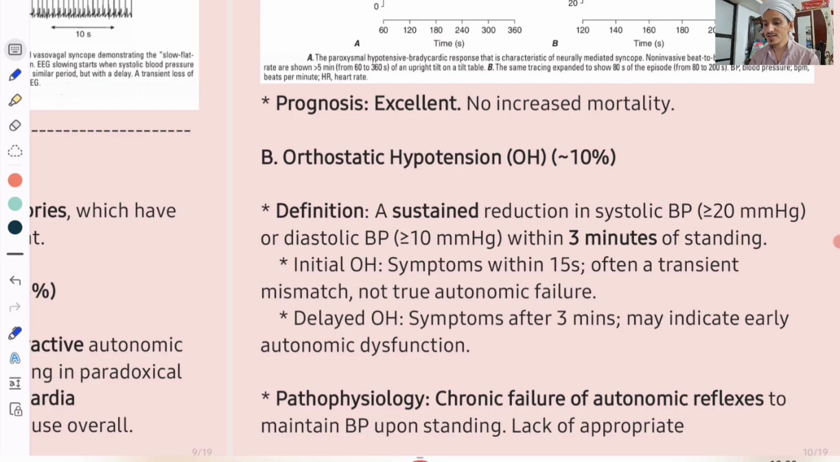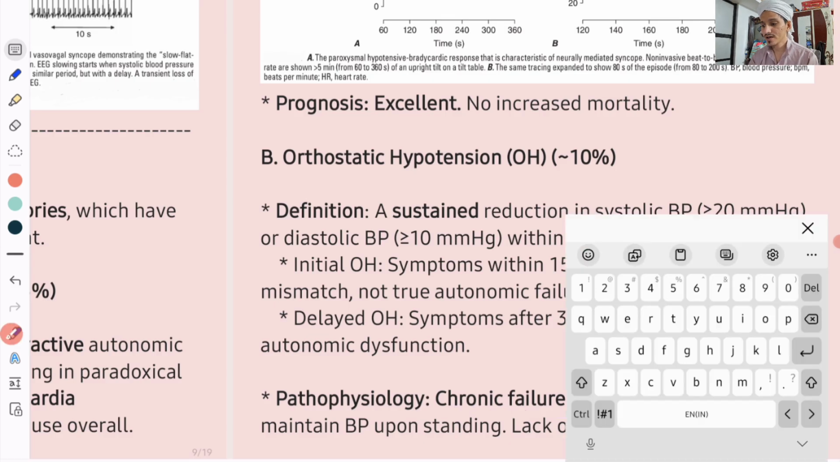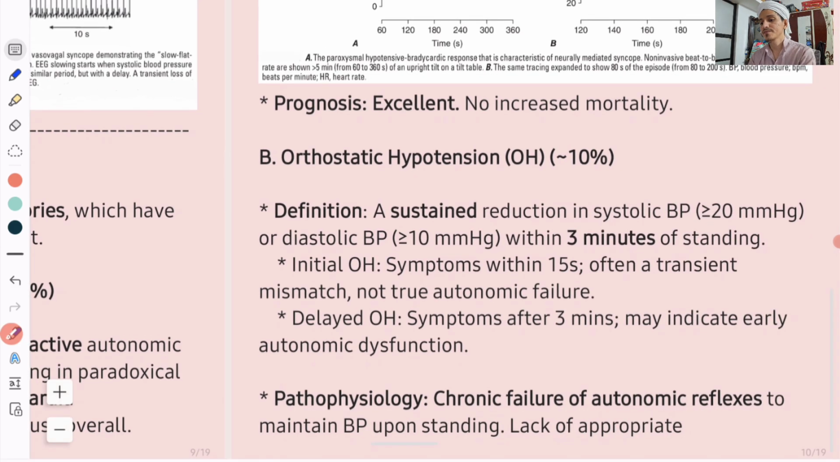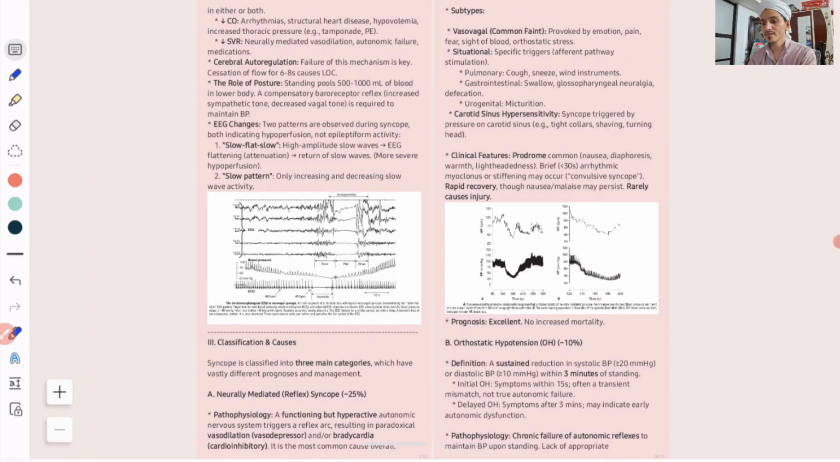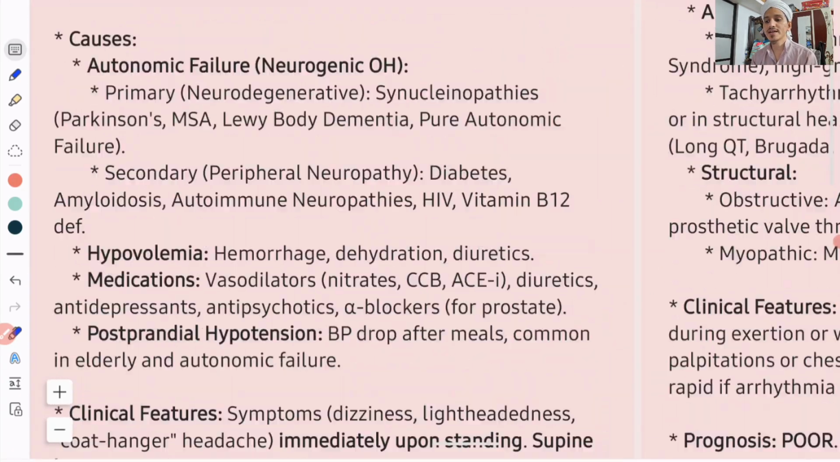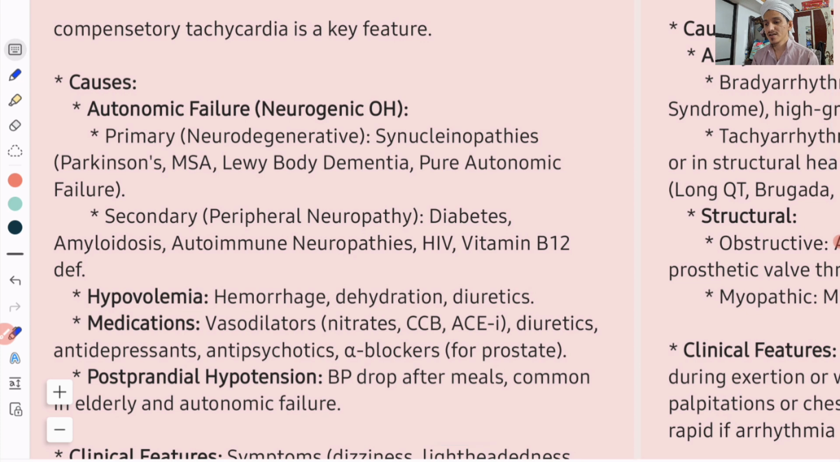So what is the pathophysiology in this case? There is chronic failure of autonomic reflexes to maintain the BP on standing, and lack of appropriate compensatory tachycardia is a key feature. Chronic autonomic failure is the pathophysiology in this orthostatic hypotension. So if the BP falls after 3 minutes, that is an early sign of autonomic failure. Important point. What are the causes?